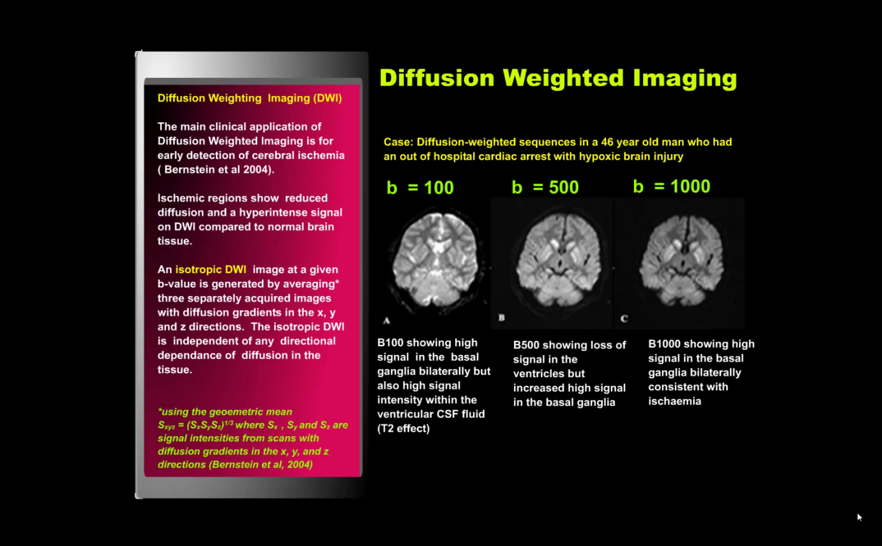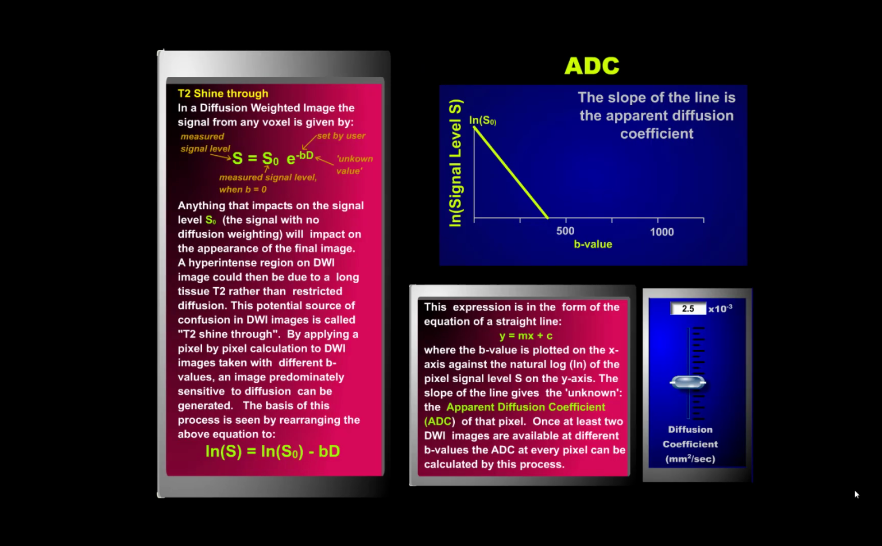So to move up a gear and get images that are really just sensitive to diffusion, we have to change things a little and implement what's called an ADC, or an apparent diffusion coefficient image. So to fully understand how an ADC image works, we need to go back to this little formula, if you remember that one, which is showing us what the signal level from a given voxel is going to be in a diffusion-weighted image.